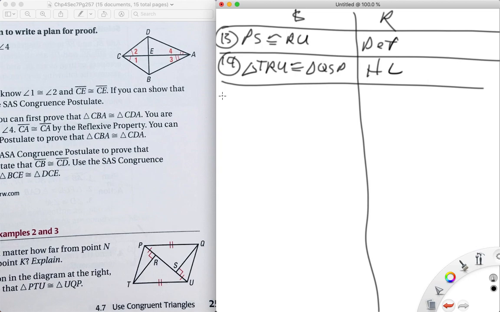Now that I can say they're congruent, then I can say that any corresponding parts are congruent. So I'm going to say that RT is congruent to QS.